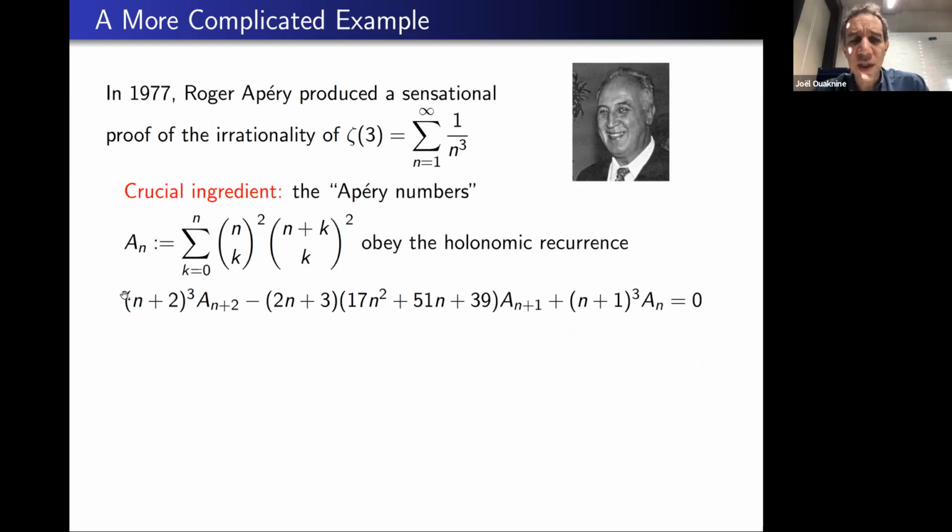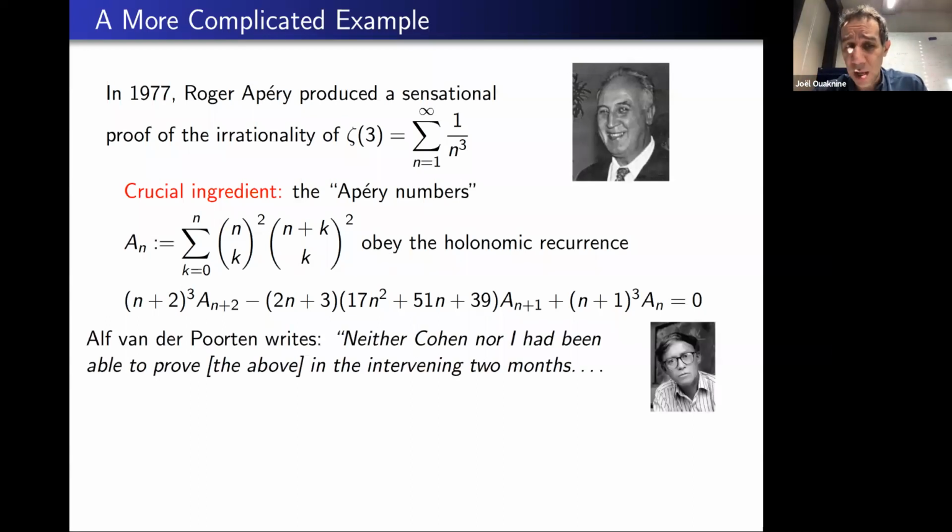And the coefficients are these cubic polynomials. So here you've got (n+2) cubed, here you've got this cubic polynomial, and here you've got this cubic polynomial. And he was asked, well, how do you know this recurrence holds, or where did you find these recurrences? And he answered cryptically, oh, they grow in my garden. But of course, number theorists wanted a proof.